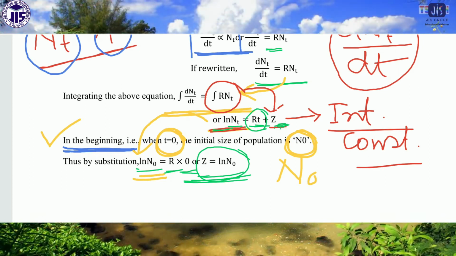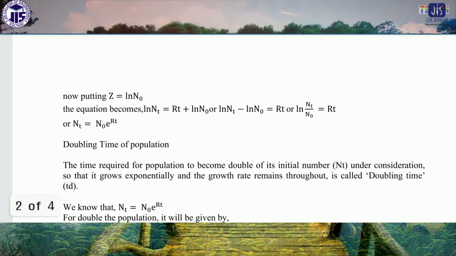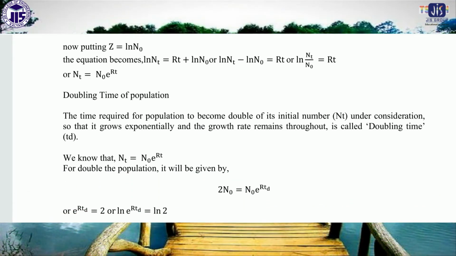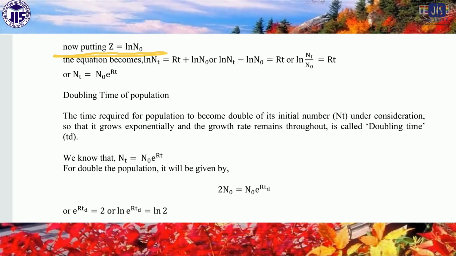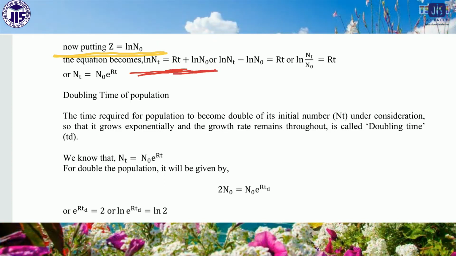Now our duty is to put the value of z in the previous equation. So if we put the value of z equal to ln n0, then the equation is modified to ln nt equals rt plus ln n0.